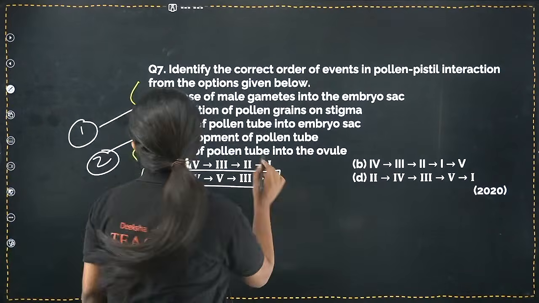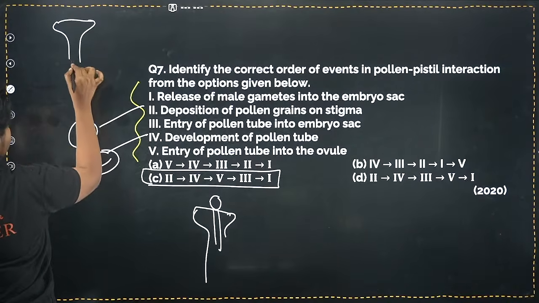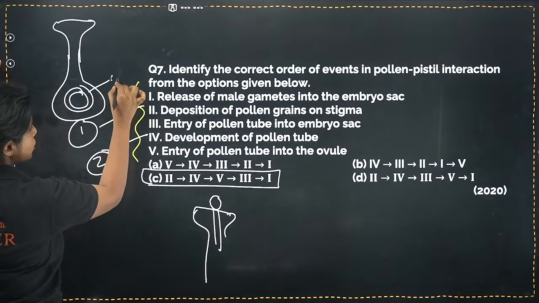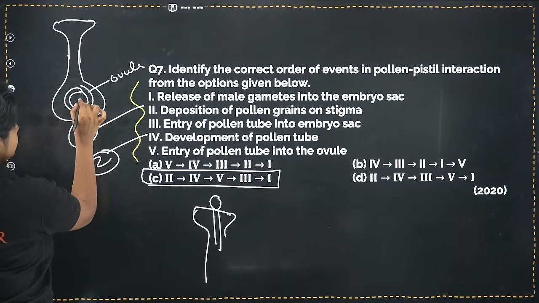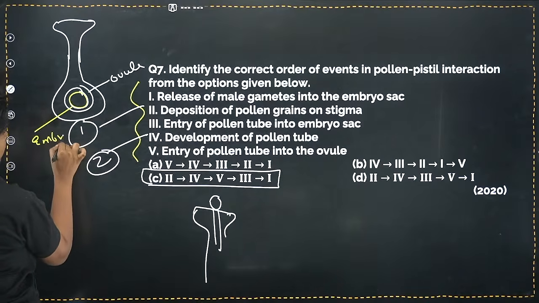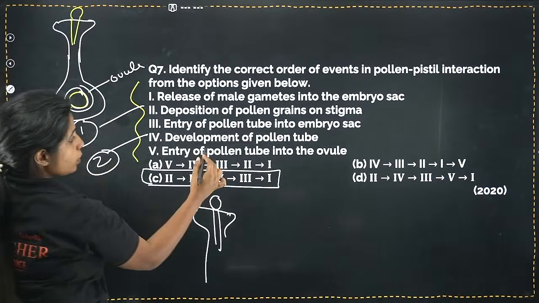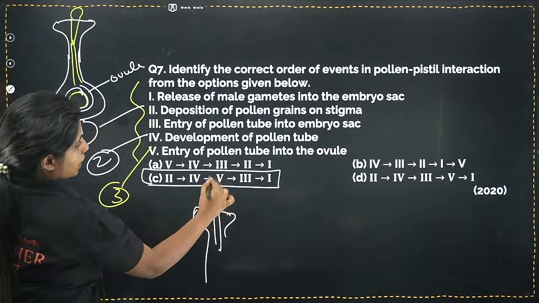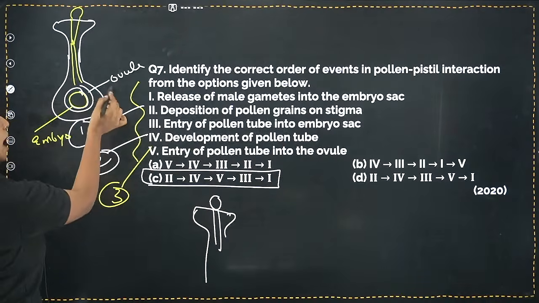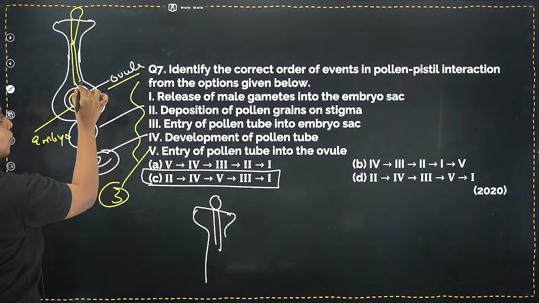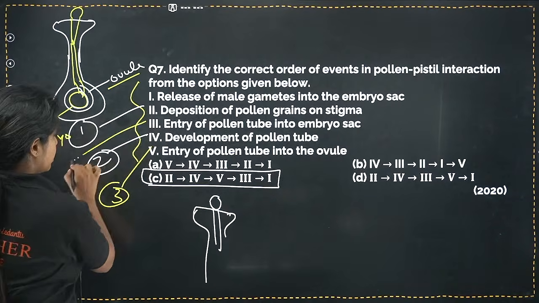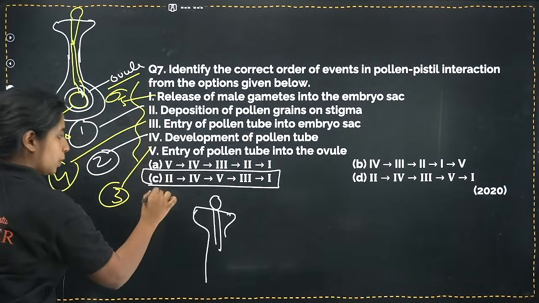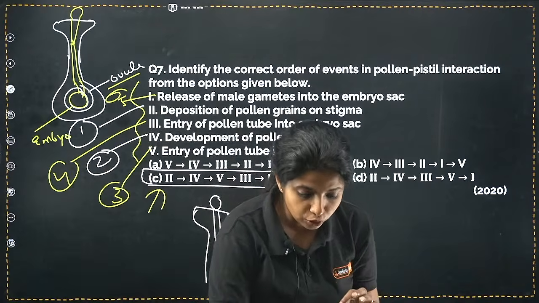Whenever you take this into understanding, you need to understand over here, this is your ovary, inside that you have the ovule, inside that you have the embryo sac. So you have deposited, you have made the pollen tube, and now it is entering into the ovule. This is going to be the third thing. Now, entry of pollen tube into the embryo sac. After it gets into the ovule, it will enter the embryo sac, because the embryo sac is inside. Correct. Release of male gametes into the embryo sac. Finally, the male gametes are released, which is why your answer for this question is going to be C. Most of you make a mistake over here.